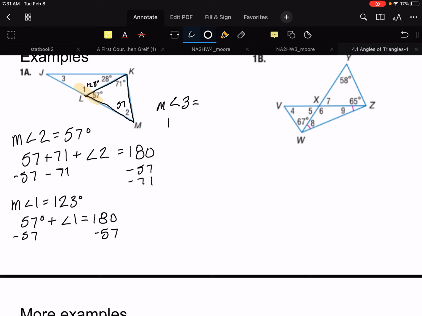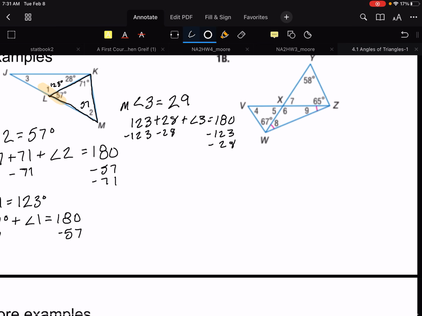And I'm going to have that 123 plus 28 plus angle 3 equals 180 again. Because again, I know that 180 degrees should give me a triangle. It's supposed to give me a triangle. If it doesn't, then you don't have a triangle. So subtract off that 123 and the 28 from both sides, and you'll end up with the measure of angle 3 is 29.